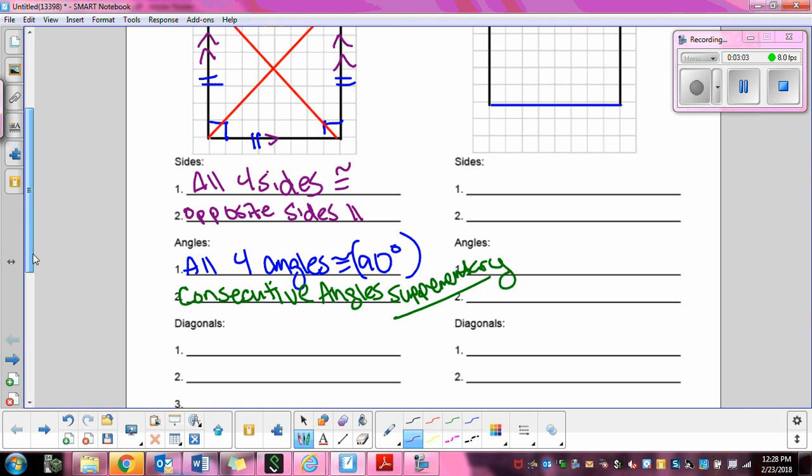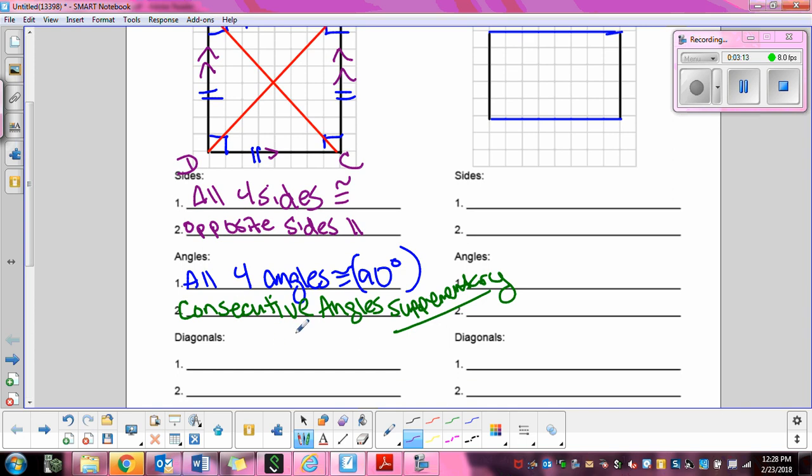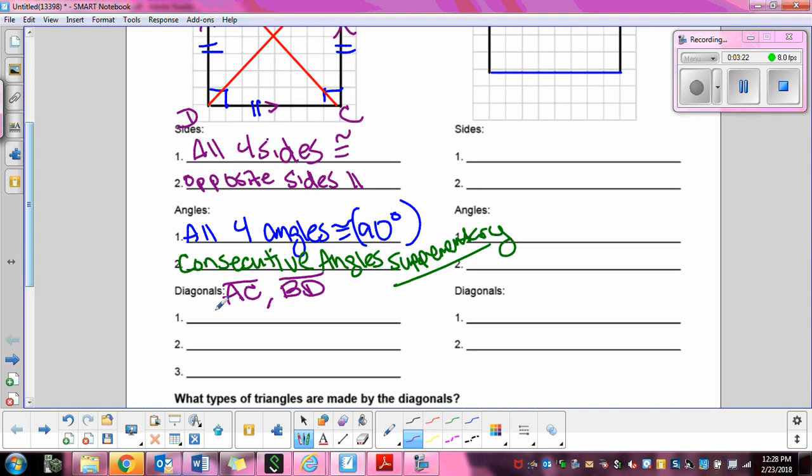So I'm going to label this. I'm going to tell you what my diagonals are. I'm going to say this is A, B, and then this vertex is C and D. And my diagonals are AC and BD. Those are my two diagonals. And what I know about them is they are congruent in a square. So that means AC is equal to BD. The measure is equal.